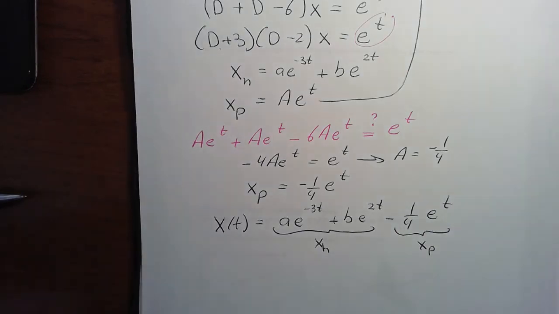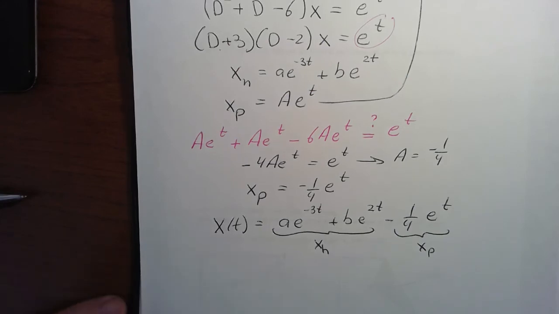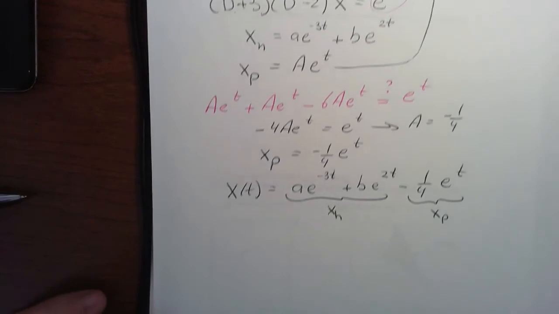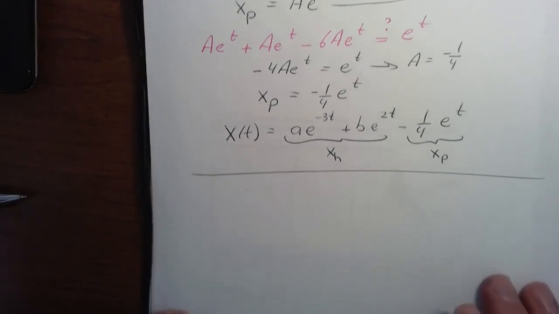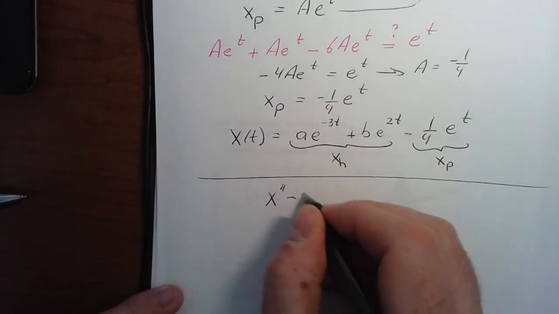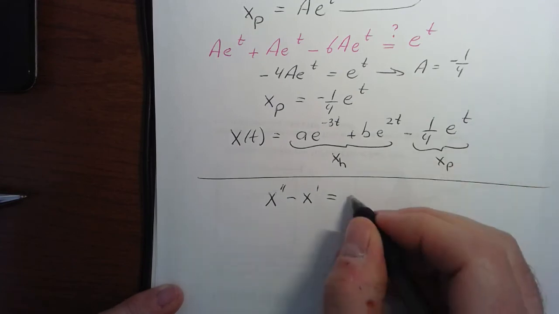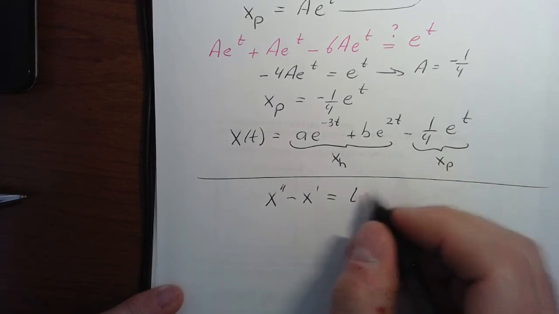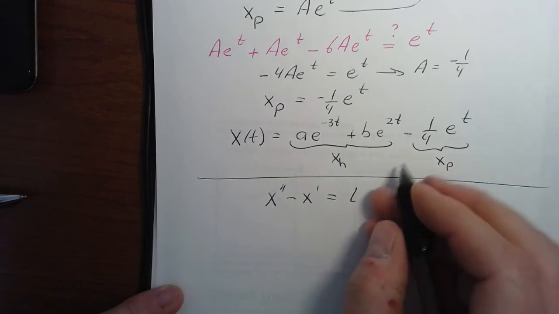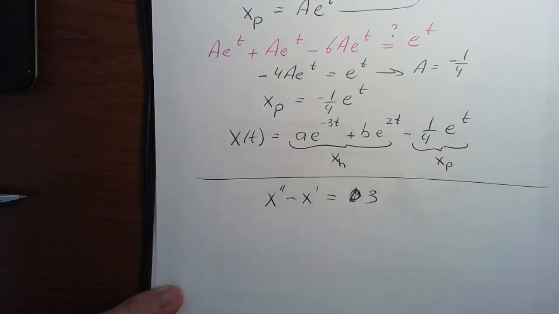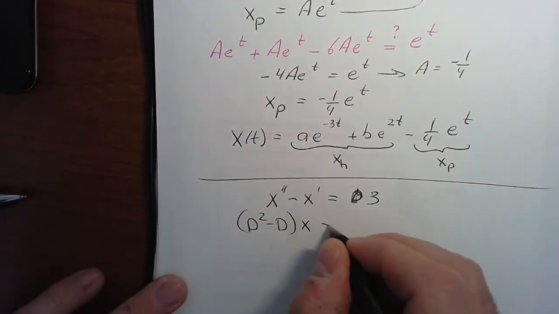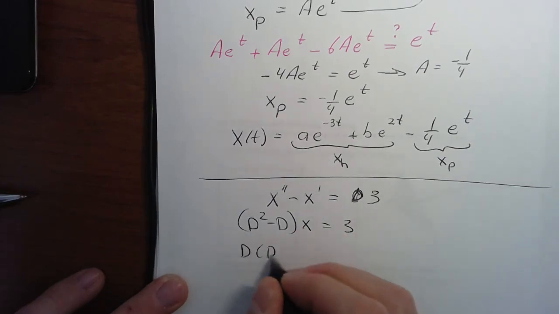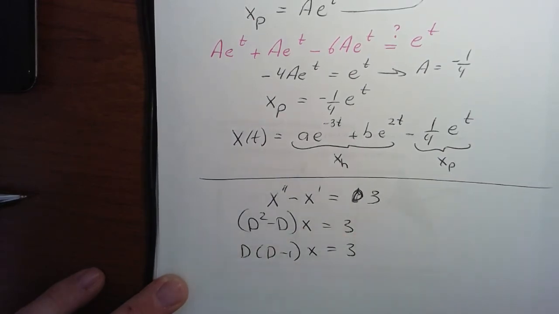Right. So those are some basics. Maybe just one more here. What if we had x double prime minus x prime equaled, I don't know, equaled 3? Well, this is d squared minus d on x equals 3. This is d times d minus 1, x equals 3.